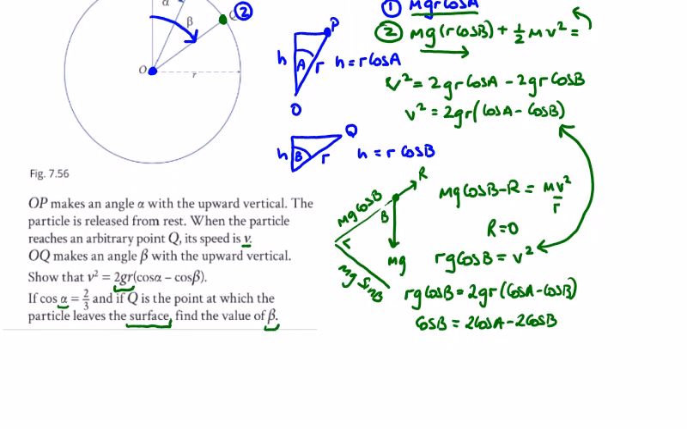So we're going to have 3 cos beta is equal to 2 cos alpha, which we're given the value of, 2 times 2 over 3. So 3 cos beta is equal to 4 over 3. So cos beta is equal to 4 over 9. There we go. So beta, the inverse cos of this, is giving me 64 degrees to the nearest degree.